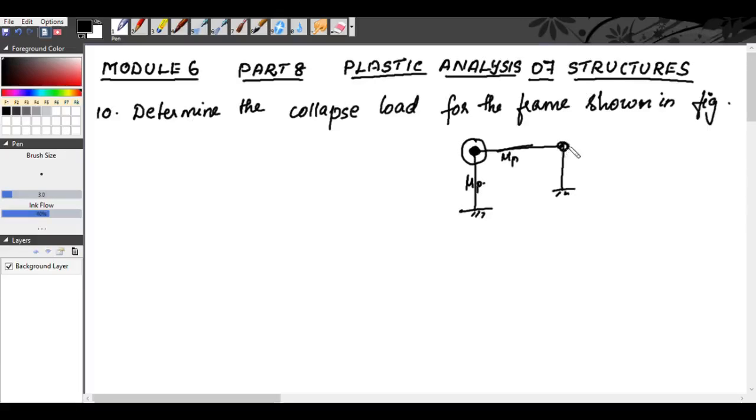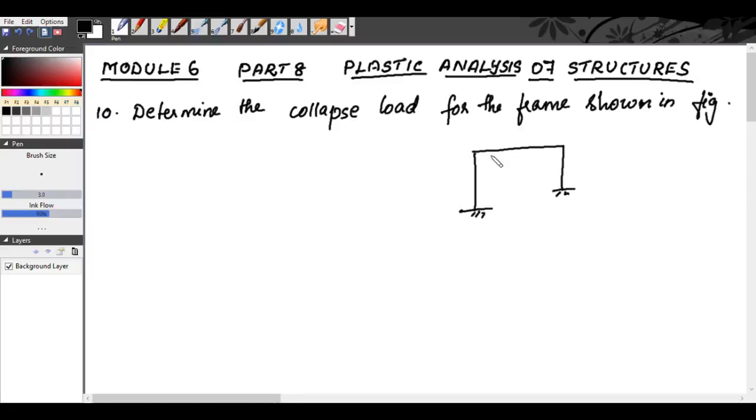Similarly, when there is a plastic hinge at this joint, consider the plastic moment of this beam as well as the plastic moment of this column. So whichever is lower, that plastic moment you have to use for this plastic hinge. Okay, so correct it. And now we will move on to the next problem.